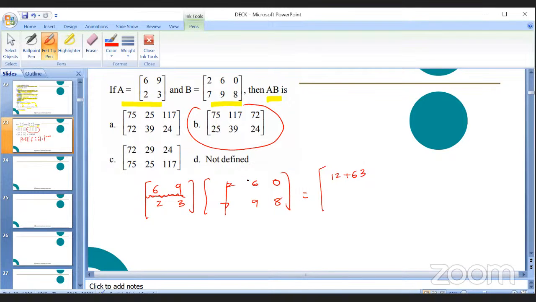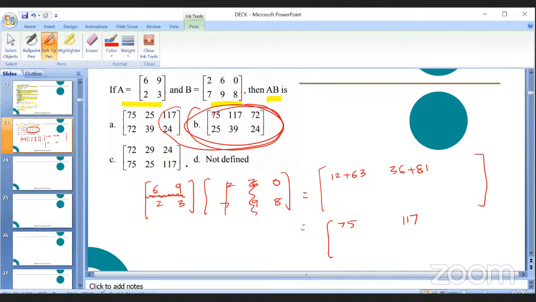Multiply first row, second column. Add up 36 plus 81. That is enough actually. So you will have here 75. Here you will have 117. That is present only in option B. You need not multiply all. Just first row, first column, first row, second column. That is it. Yes, Suhas.